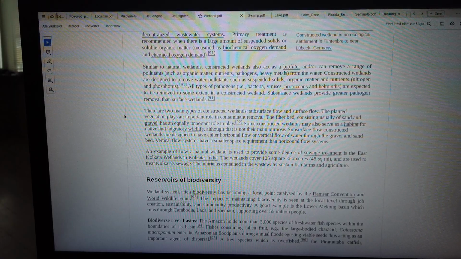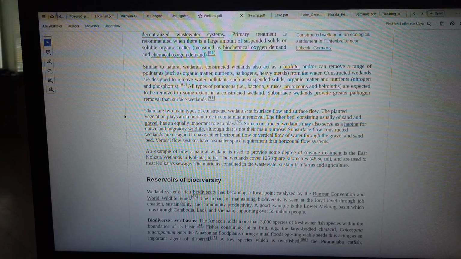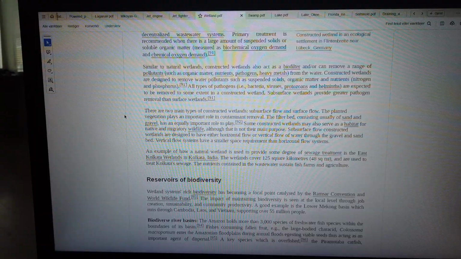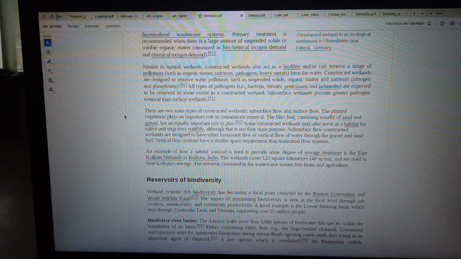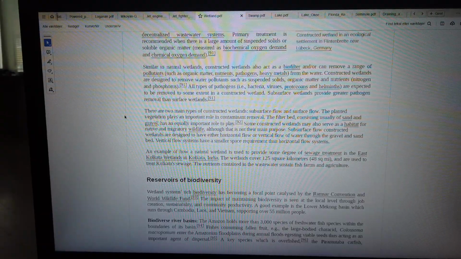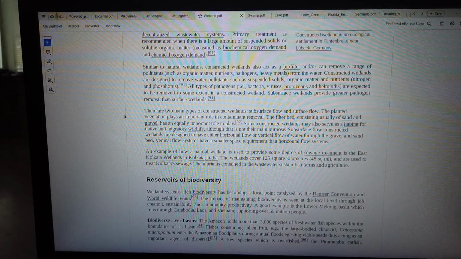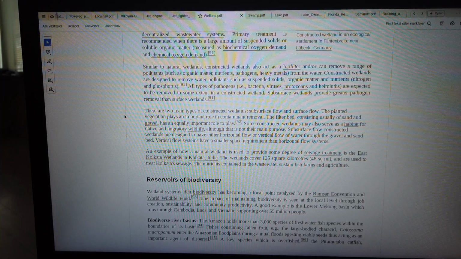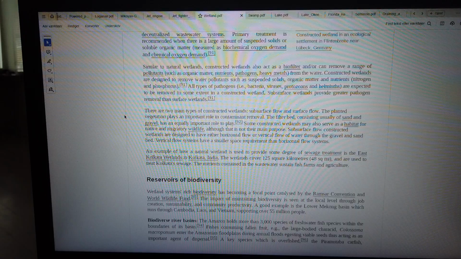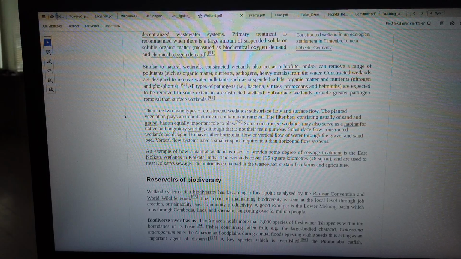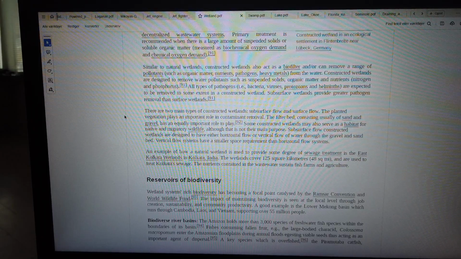Reservoirs of biodiversity. Wetland systems' rich biodiversity has become a focal point catalyzed by the Ramsar Convention and World Wildlife Fund. The impact of maintaining biodiversity is seen at the local level through job creation, sustainability, and community productivity. A good example is the Lower Mekong Basin, which runs through Cambodia, Laos, and Vietnam, supporting over 55 million people.